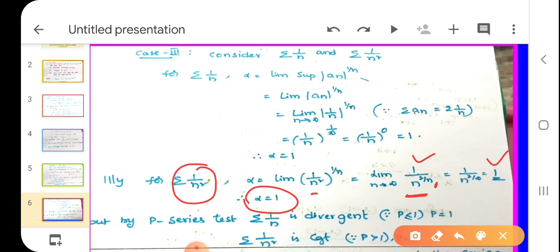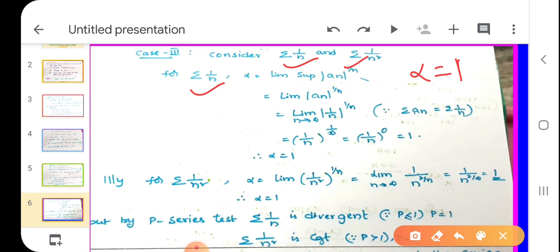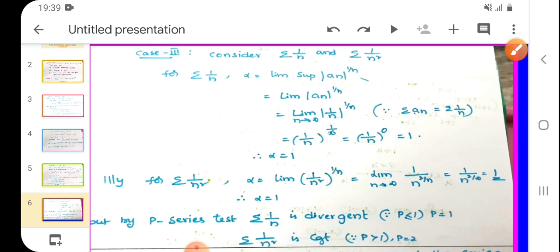But by p-test, what is the value of p in 1 by n squared? p equals 2, greater than 1. That implies it is convergent. So for the limit value alpha equals 1, we have 1 by n squared as a convergent series. In the first example, for the limit value alpha equals 1, the series is divergent. In both cases, we get limit alpha equals 1. But by another test, we get that this is divergent and this is a convergent series. So if the limit value is 1, we can't say the given series is convergent or divergent by using this test. What is this test? Root test. Okay, is it clear or not?